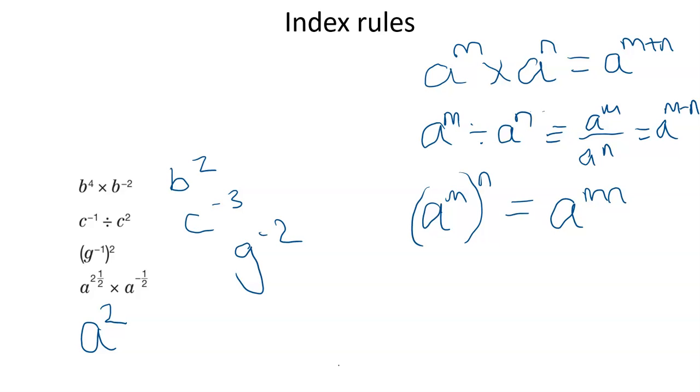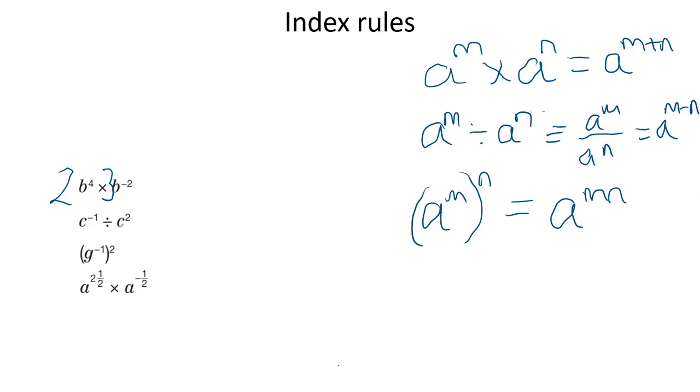Now, just a quick word of warning, when there's numbers flying around, please be careful not to process the numbers in the wrong way. So let's change this to be 2b to the 4 times 3b to the minus 2. We're going to process the powers in the same way. So b to the 4 times b to the minus 2, we add the powers together, so that's still b squared. But then a lot of people try and do the same thing to the 3 and the 2.